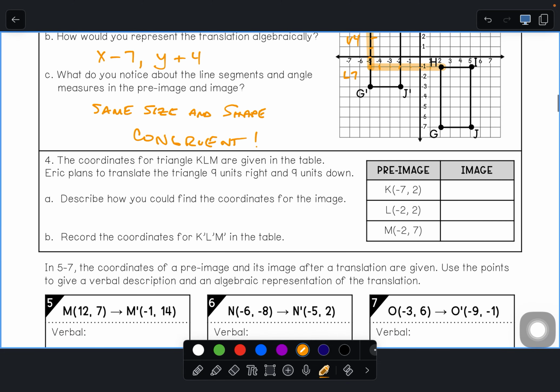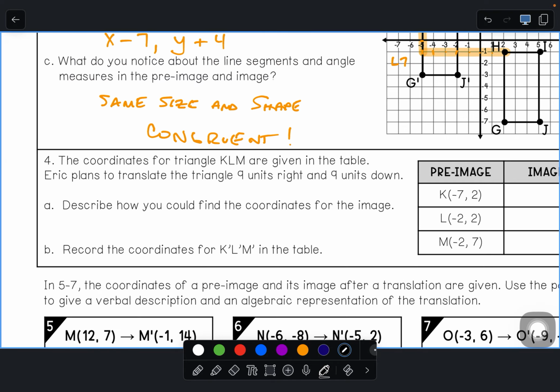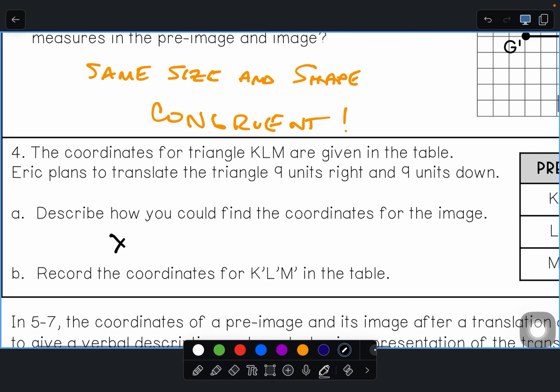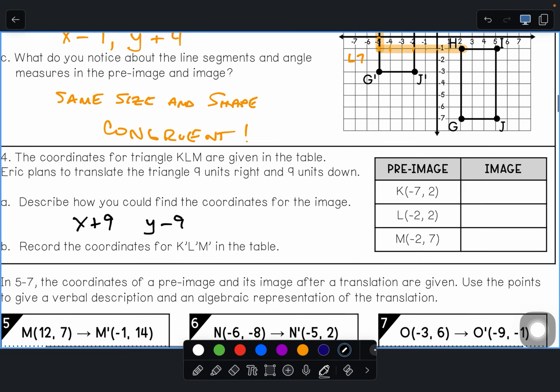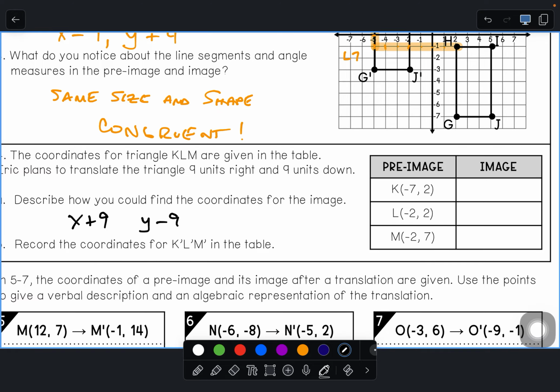All right, the coordinates for triangle KLM are given in the table. Eric plans to translate the triangle 9 right and 9 down. Describe how you could find the coordinates for the image. And this is why we want to be able to jump right to that algebraic description, okay? Because if we're going to go 9 right, we're going to go x plus 9. If we're going to go 9 down, we're going to go y minus 9. Now, all I need to do is that operation to the x values.